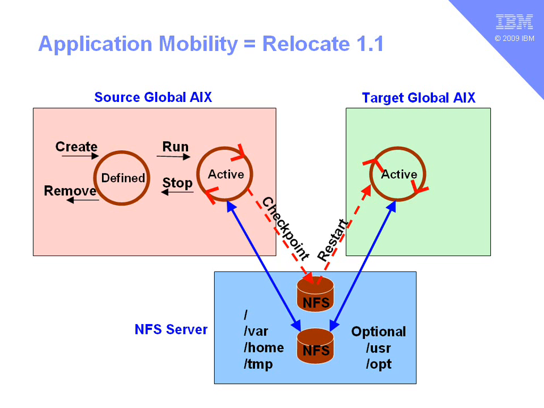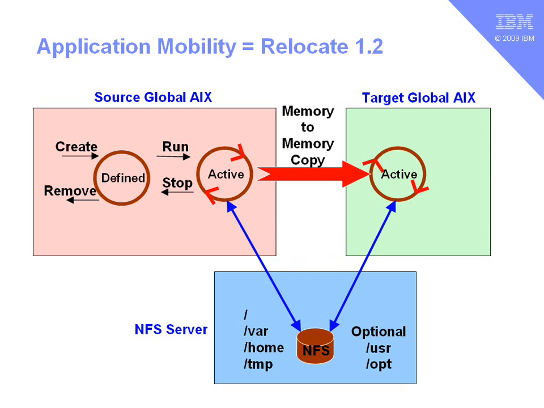So with version 1.2, we're now doing a memory-to-memory copy between the two machines. This saves quite a bit of time and reduces the outage between the freeze and the resume on the target. If you've been paying attention and you've looked at partition mobility, that's what they do there. So we were using similar technology here to support our workload partitions. Now let's have a look at how this operates in practice.